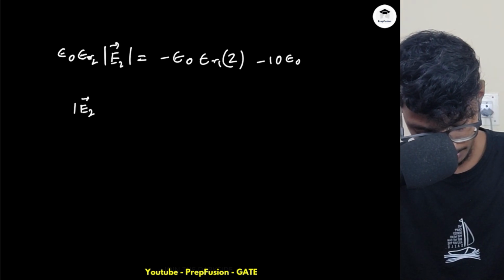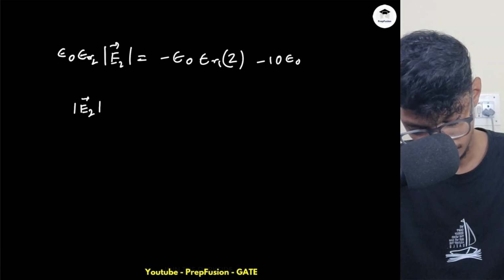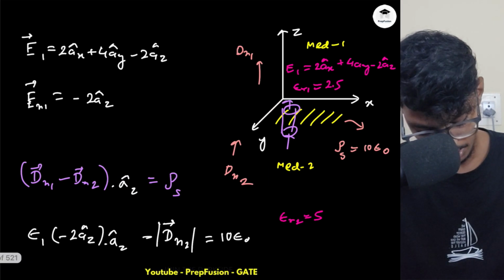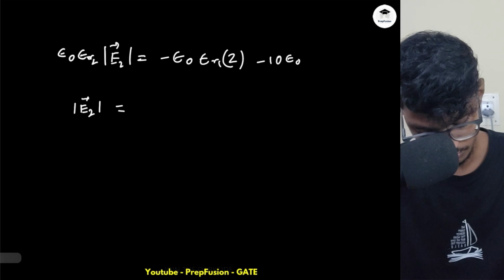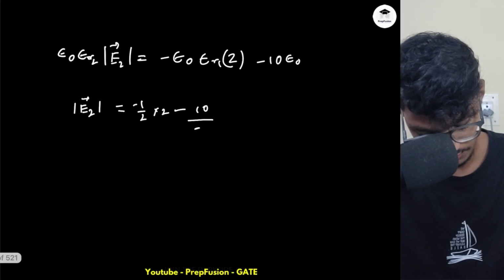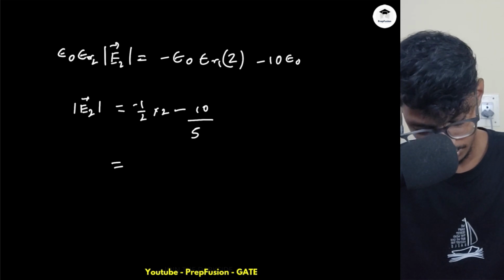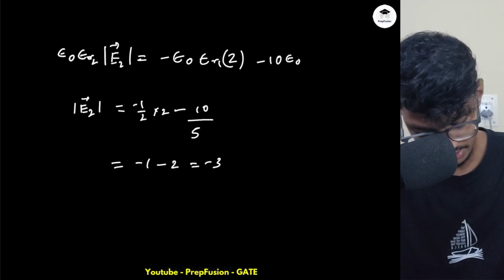So this E2 magnitude, right? Although this can't be negative, but this is with respect to the reference direction. So yeah, I like it better. This I can write, and this one will come out to be epsilon r1 is 2.5. So this will be 1 by 2 into 2 minus 10 divided by epsilon naught will go away and 5 will be still here. Yeah, this is correct, by 2. So this will be -1 -2, so -3.